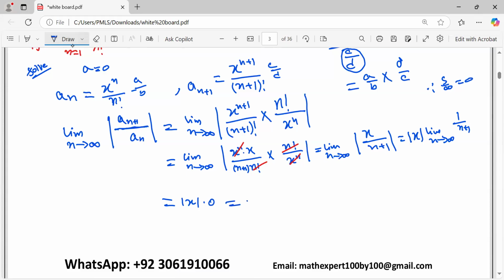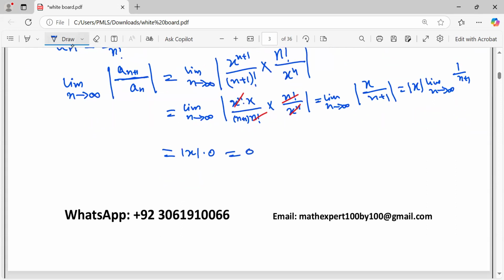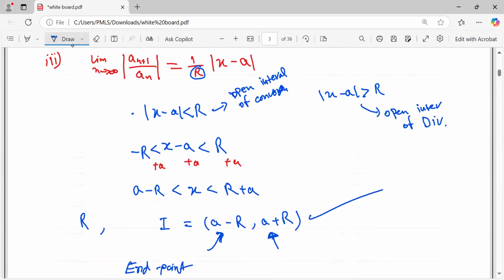And when we get the answer 0, this is the first case. This means that our radius of convergence will be equal to infinity, and our open interval of convergence will be equal to minus infinity to plus infinity. So this is the first case.